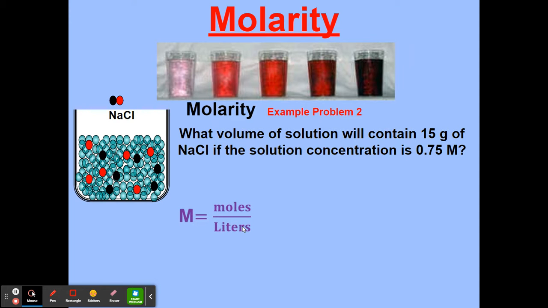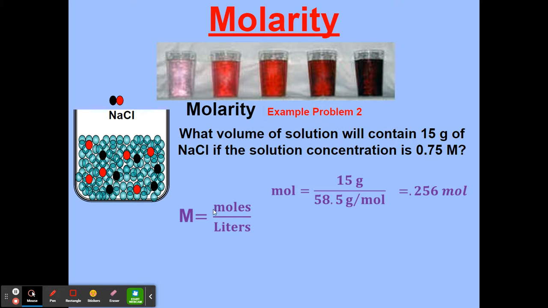So molarity is moles over liters. They give us 0.75. They want to know liters, which is X. And they don't give us moles, but they give us grams. So we can convert grams into moles by taking the mass and dividing it by the GFM. Now, NaCl's GFM is 58.5. Sodium is 23. Chlorine is 35.5. When you add those two together, you get 58.5. So you go 15 divided by 58.5 gives us 0.256 moles.